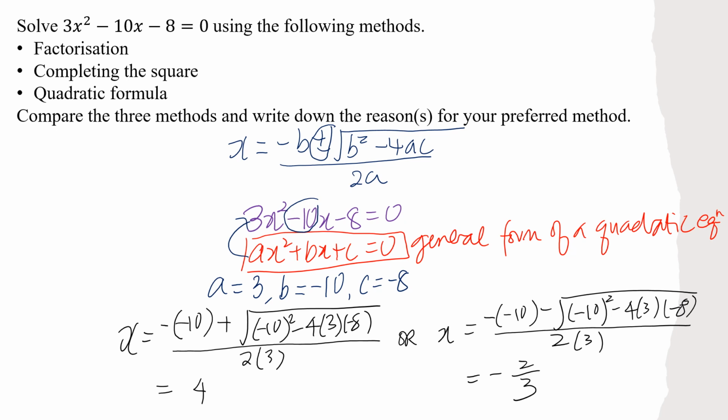So of course the first method will be the easiest, isn't it? Right, but why is it that if you can just solve a quadratic equation using factorization, why do you need to learn completing the square, which is more difficult? Why do you need to do the quadratic formula also? Why? So this is the question that you need to think further before you write down the reasons for your preferred method.